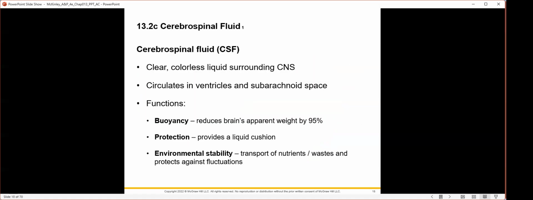Cerebral spinal fluid itself is clear and colorless, okay? It circulates in the ventricles. It also goes into the meninges, right? We have some going into subarachnoid space. It has many functions. It's protective, okay? It allows buoyancy. It allows environmental stability, so homeostasis for a number of our different tissues in the brain.